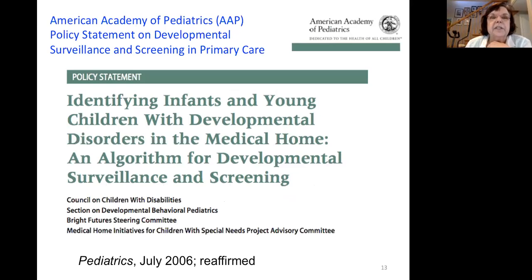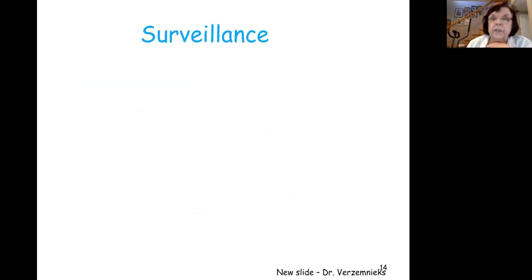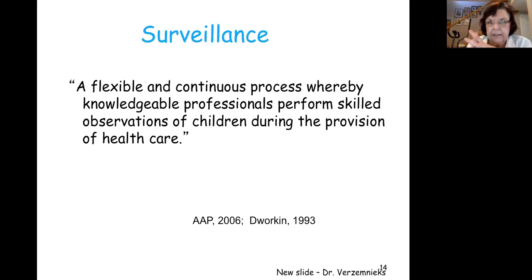It has an interesting title, Identifying Infants and Young Children with Developmental Disorders in the Medical Home, an Algorithm for Developmental Surveillance and Screening. This was initiated in 2006, has been reaffirmed as well, and it has some background information on the various different tools. In that document, they talk about surveillance, and surveillance in terms of pediatric practice and screening for developmental problems is a flexible, continuous process whereby knowledgeable professionals perform skilled observations of children during the provision of healthcare. So that basically really means your clinical judgment.